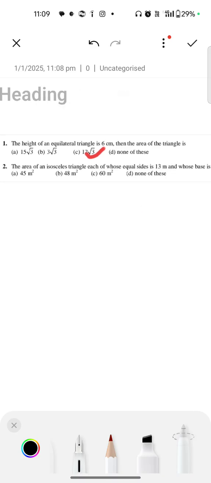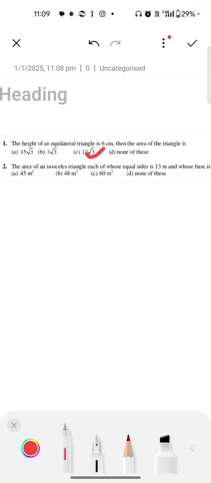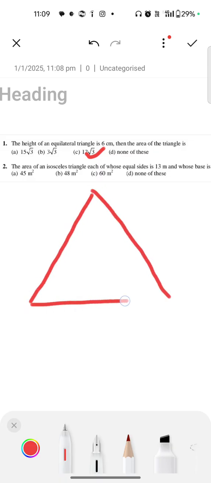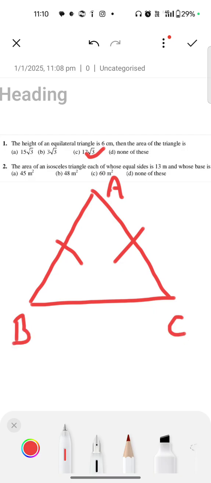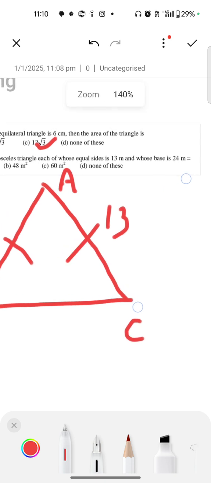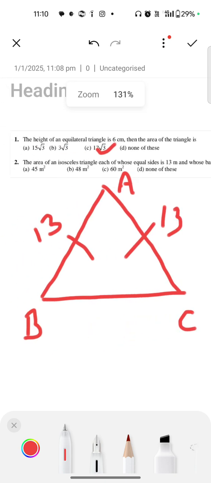To solve this question, the area of an isosceles triangle each of whose equal sides is 13 meter, let's make an isosceles triangle here. In an isosceles triangle, we know that two sides are equal. So these two sides are equal here. I can name them A, B, C. Whose equal sides are 13 meter. So this is 13, this is also 13 meter here. Now it is given that whose base is 24 meter.